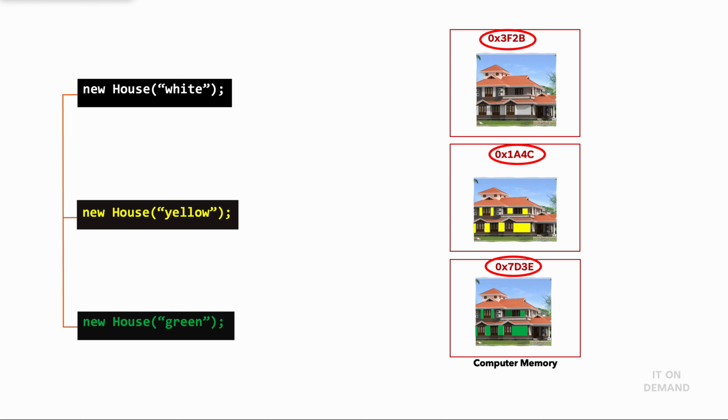So when we say we are creating an instance, or we have an instance of a class, what we're saying is that we're creating this object. And the way to do that is by saying new. So once we see the keyword new, we know that we are creating an object. And so new house white does this, creates the object and stores it in the computer memory. This here is instantiation.